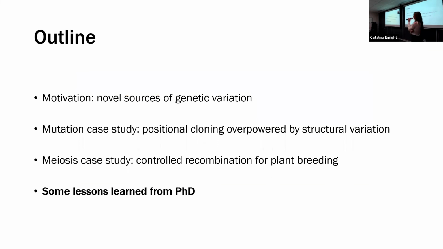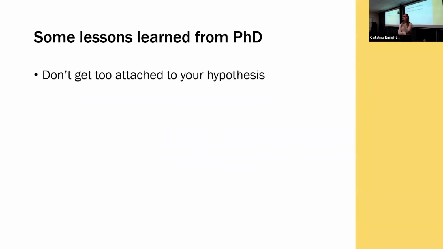And with that, I'm going to start to wrap things up with some lessons that I only learned in retrospect during my PhD. The first is to not get too attached to your hypothesis. I think it's good to get comfortable with null or negative results. Your goal is to learn from your data and be adaptable and ask the next question. And I think the faster you learn this, the better scientist you'll be.